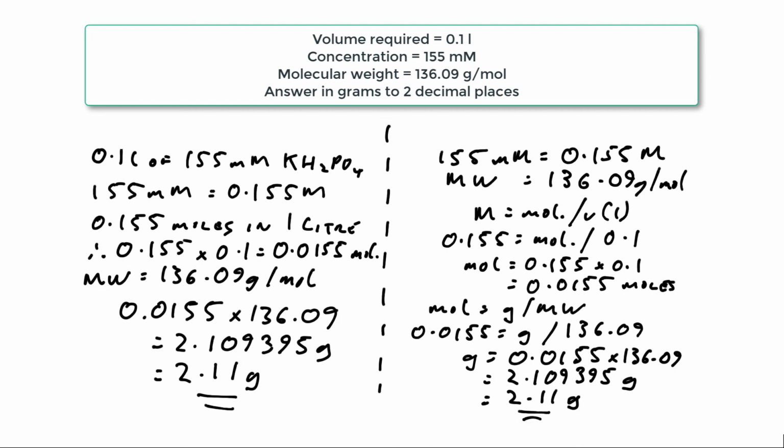And that's it. That's how we work out the number of grams of potassium phosphate that we require to make up 0.1 litre solution which contains 155 millimolar potassium phosphate.